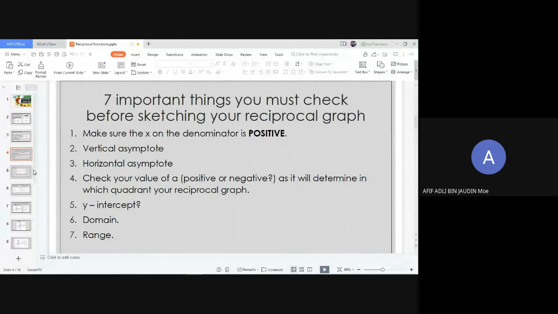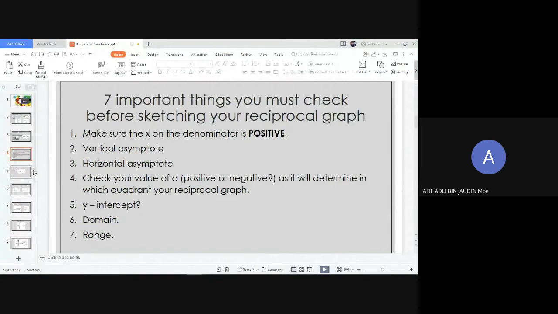Then the next thing you must know before sketching your reciprocal graph is to check your value of a, either it is positive or negative, as it will determine in which quadrant your reciprocal graph lies. As Azrik said, if the value of a is positive, then your graph will be in quadrant 1 and quadrant 3. And if the value of a is negative, then it will be in quadrant 2 and quadrant 4. So it is very important for you to check either the value of a is positive or negative.